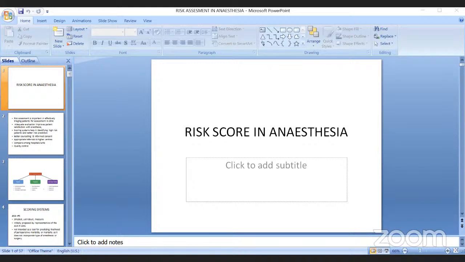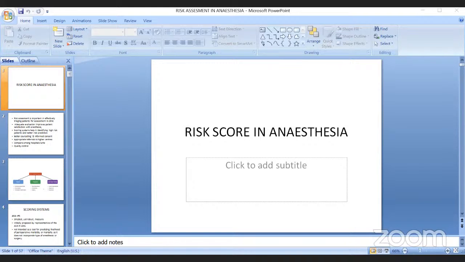Coming to the basic scoring system, ASA physical status is a simple yet robust measure initially proposed by representatives of ASA in 1941, not intended as a tool for predicting likelihood of perioperative morbidity and mortality, as it does not incorporate type of anesthesia or surgery.